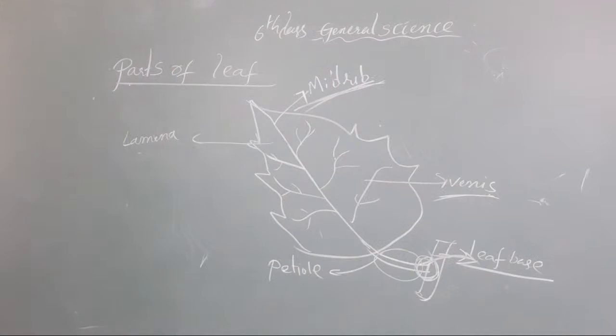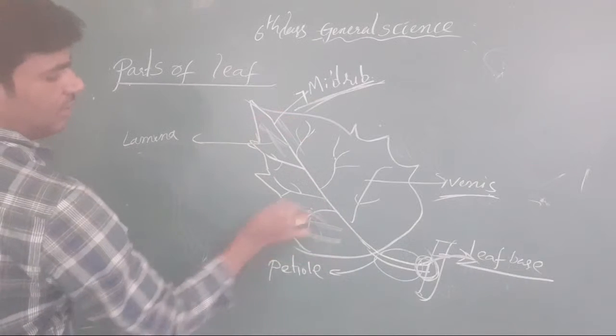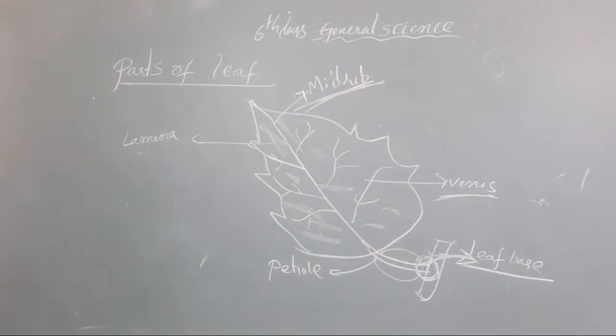Next, what is the plant portion of the leaf called? Okay, clear or not, all of you? This is the plant portion that we are already discussing, that green colored thing. All of it is called lamina.